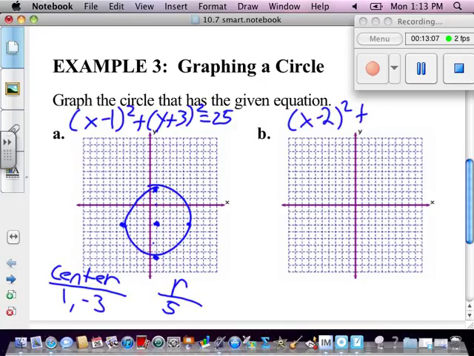All right. Let's do these. Please raise your hand, wait to be called on, and tell me what the center is. Eunice? Thank you. Please raise your hand and tell me what the radius is. Please wait to be called on. Anthony? Okay.